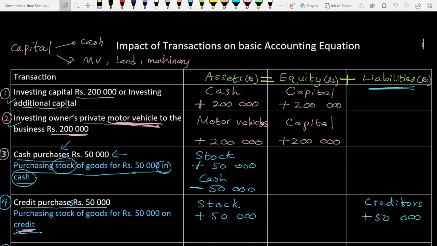Now I have discussed impact of 10 transactions on the basic accounting equation. I hope you can simply understand how transactions affect the basic accounting equation. Watch the third part of this video series to identify impact of 10 more transactions.